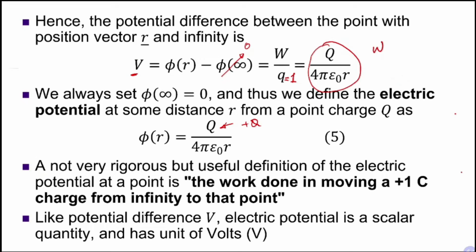It's not a very rigorous definition, because as I mentioned very early on, 1 coulomb is a rather large charge. It is almost impossible to move a 1 coulomb charge from infinity to a point because it's such a big charge. But it's a useful definition to give you an idea of what electric potential is, that is W over q. If q equals 1 coulomb, then my potential will be equal to the work done.